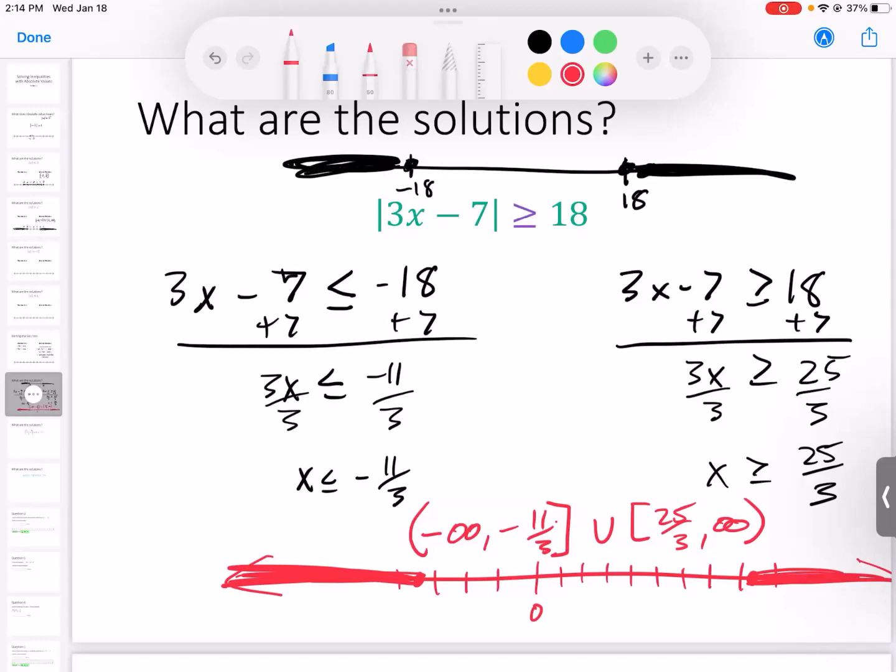Oh, one thing just to keep in mind is if you ever divide by a negative, so we didn't do this in this case, but if this had been a negative 3, then you would need to remember to switch the inequality. And that's one of the inequality rules.